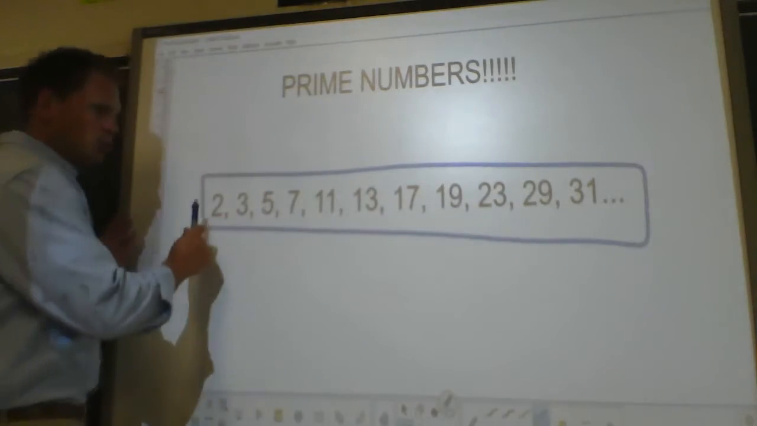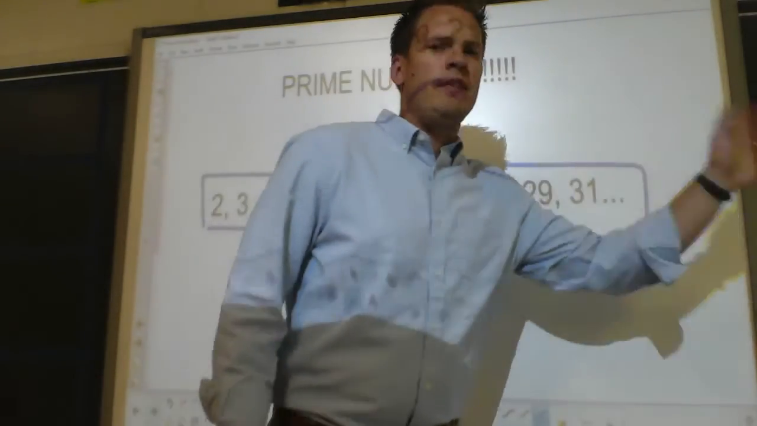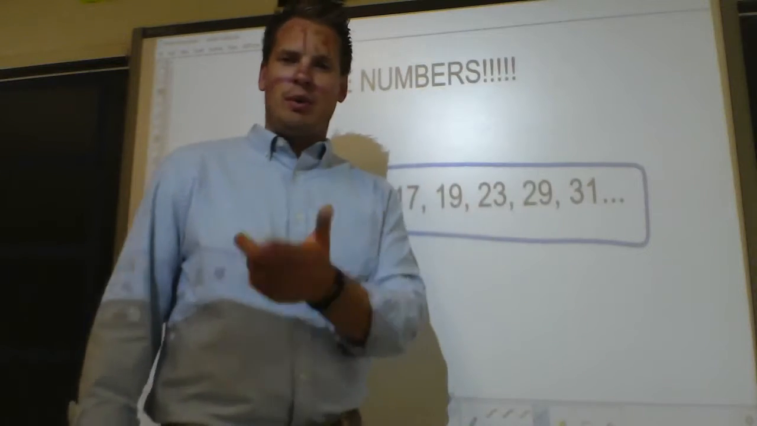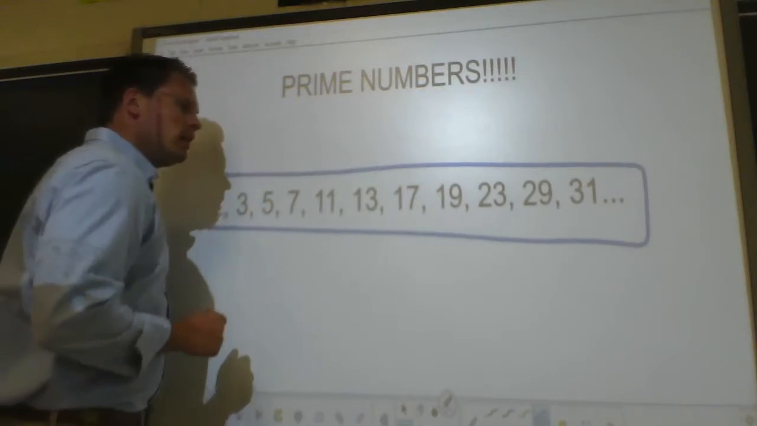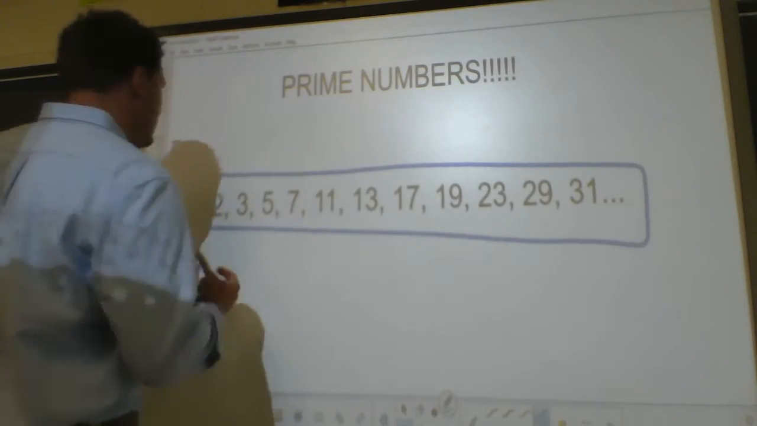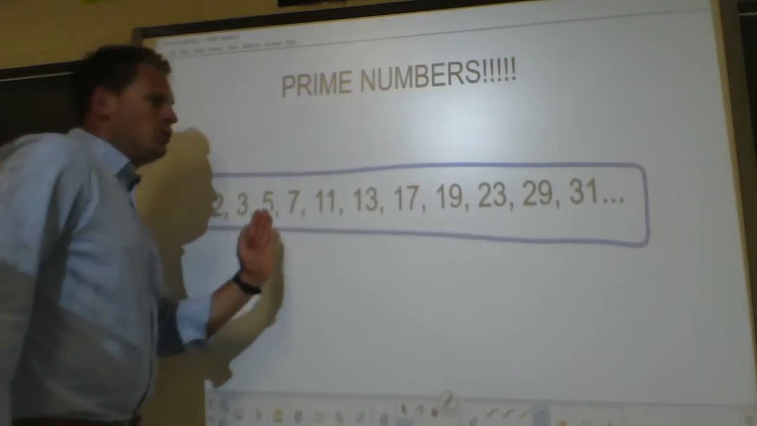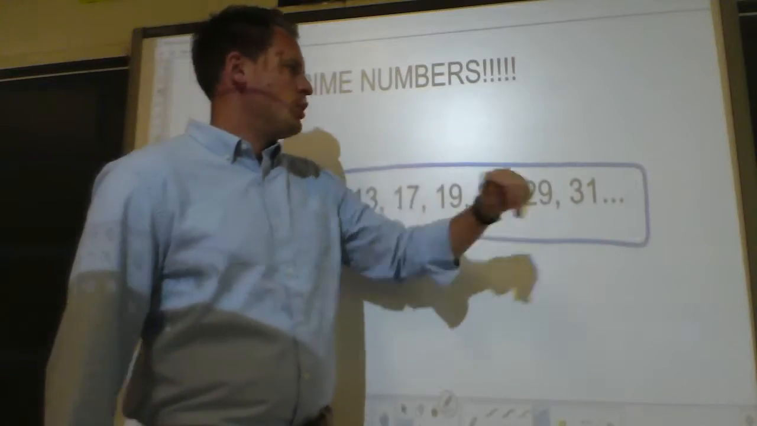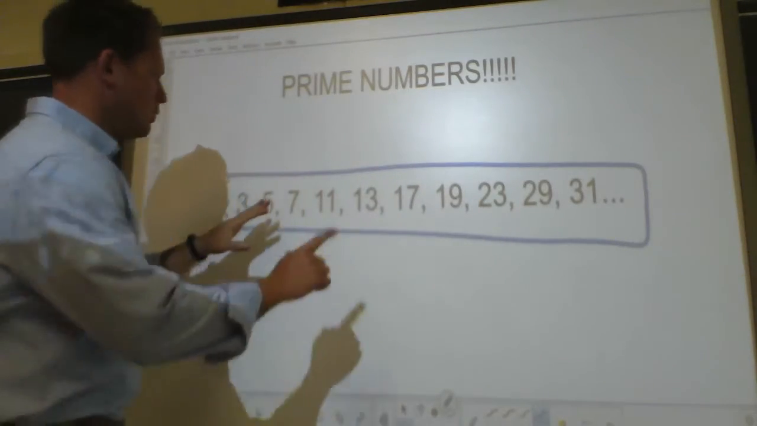Parents remember that, right? So 2 through 31, there are an infinite number of prime numbers. They never end. They actually don't even know what the greatest prime number is. All right, so we're 2 through 31. They go on forever, but these are the ones that you need to know most importantly.